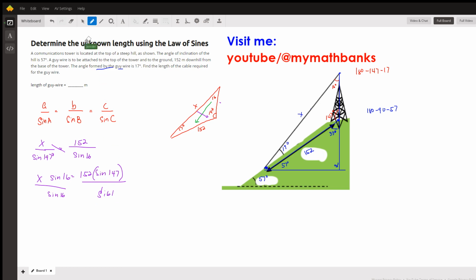I can't even spell sine. Okay, so sine 16. So therefore, just use your calculator and solve this one, and once you get that, whatever the result is will be the answer.